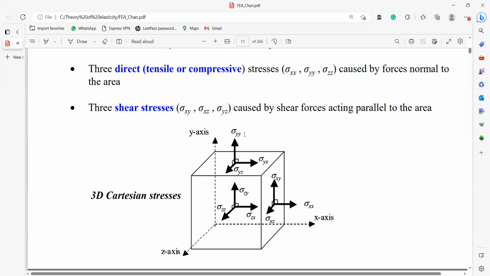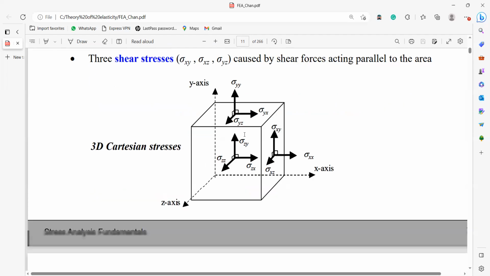And the shear stresses are sigma xy, sigma xz, and sigma yz. These are the shear stresses. These shear stresses are caused by shear forces that are acting parallel to the area. And the normal stresses are sigma yy along the y-axis, sigma xx along the x-axis, and sigma zz along the z-axis.